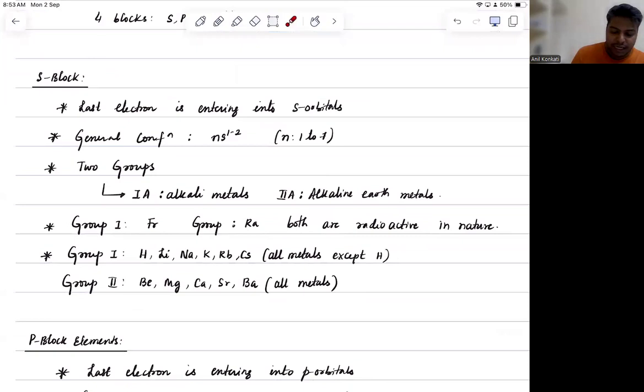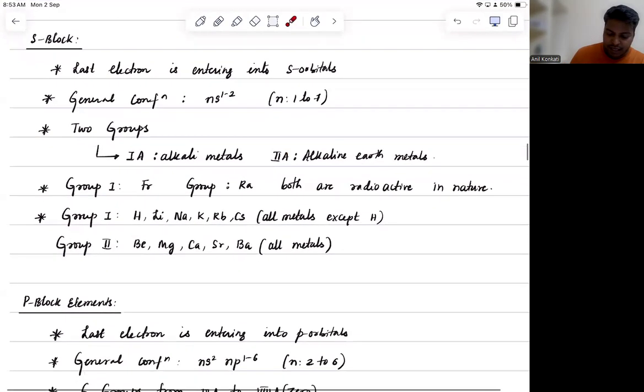S block. The last electron is always entering the s orbital. Then only we announce them as s block elements. The general configuration is ns1 to 2. There are two groups in it, alkali metals and alkaline earth metals. Group 1 has francium and group 2 has radium, and both of these are radioactive in nature. Hydrogen to cesium, these are all metals except hydrogen. Beryllium to barium, these are all metals, except radium, which is radioactive, and francium in the first group. Okay.